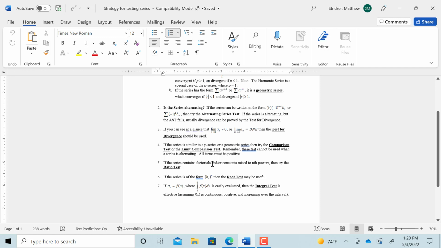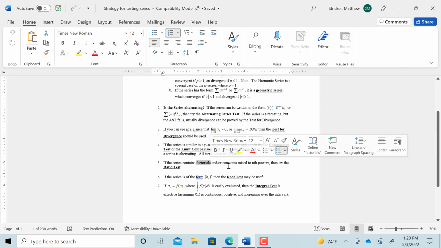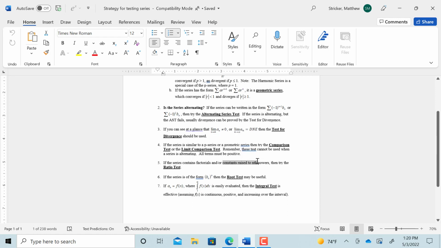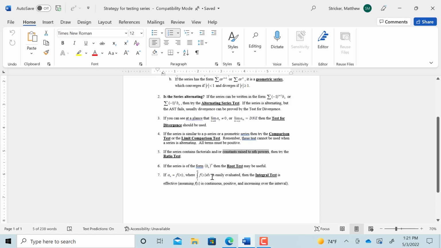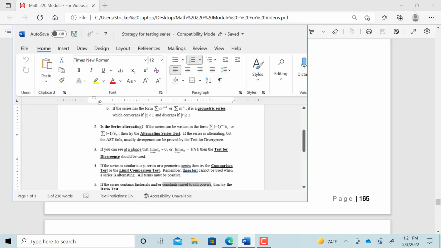Ratio you're going to want to use anytime your series has factorials and/or constants raised to the nth power. And then the last, you've got the root test, which is when everything is raised to the nth power, everything in the series. And then if all else fails and your series actually looks like something that can be integrated, you can go ahead and use the integral test. So let's go ahead and look at some examples here.